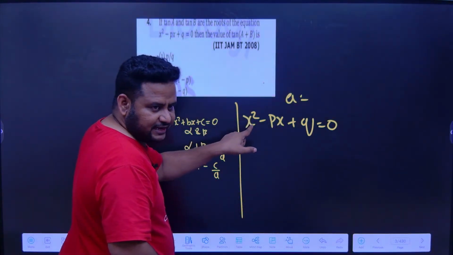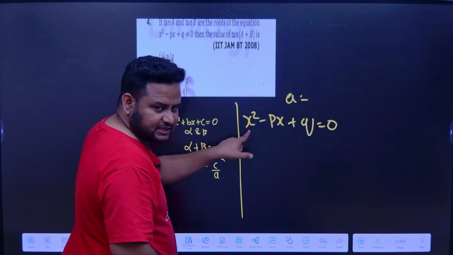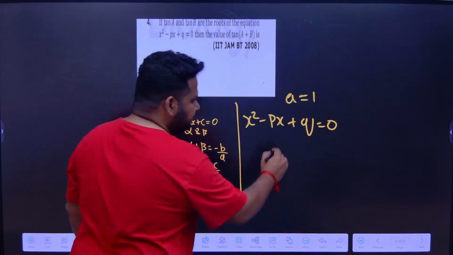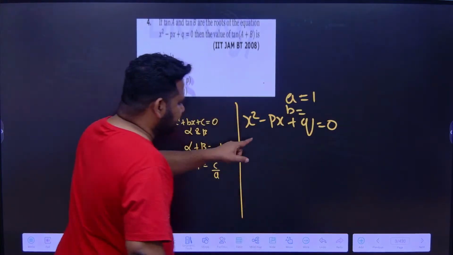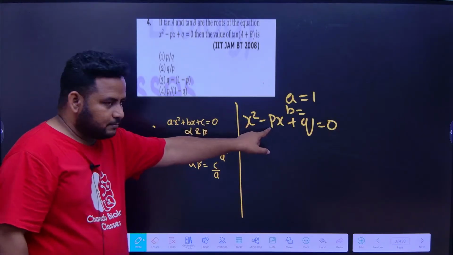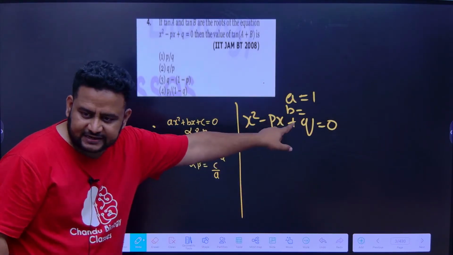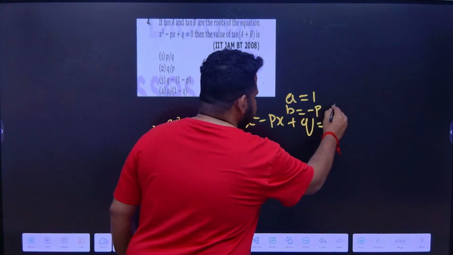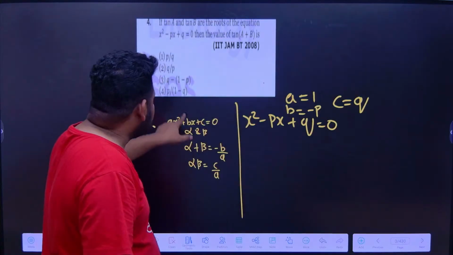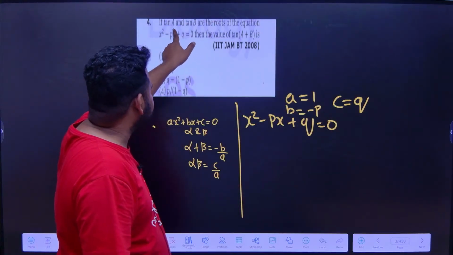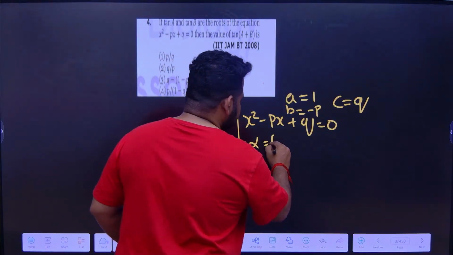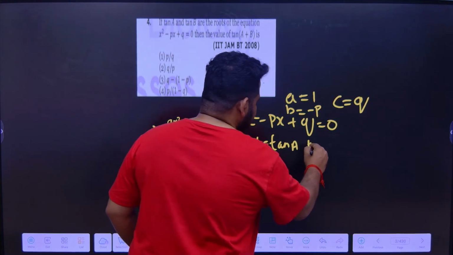What is the value of a? Only x square is there, nothing else, means it is 1. What is the value of b? It is minus p. What is the value of c? It is q. Got it? Now, what is the alpha? They are telling tan A and tan B are the roots of the equation. That means alpha will be tan A, beta will be tan B.